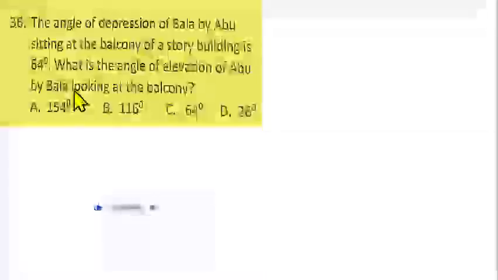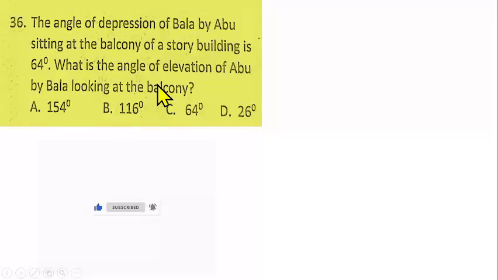Question number 36 is from elevation and depression. I also have a video on elevation and depression. You can reference that video to understand it as well. The angle of depression of Bala by Habu sitting at the balcony of a story building is 64 degrees. What is the angle of elevation of Habu by Bala looking at the balcony? The angle of depression of Bala by Abu means there's a balcony. Let's represent that by this straight line. So Abu is on the balcony.